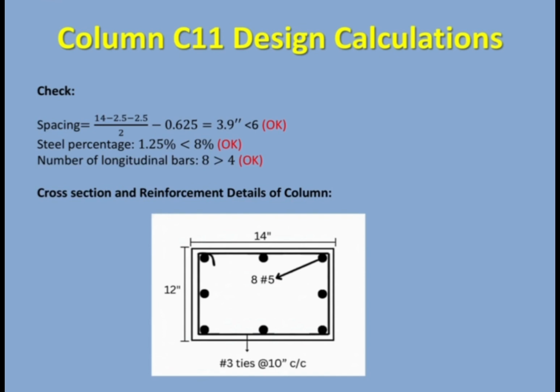Now we check the spacing, which is equal to 14, the long dimension, minus 2.5 minus 2.5, the cover from both sides, over 2, the number of spacing, minus 0.625, which is the long bar diameter, and it is equal to 3.9, and it is less than 6 inch, so it is good for the design. Now for steel percentage, we take it as 1.25%, and it is less than 8%, so it is good. And the number of long bars is 8, which is more than 4, so it is good for the design.